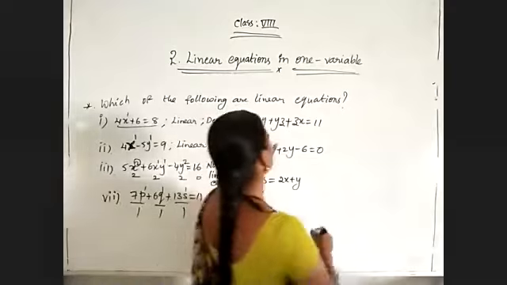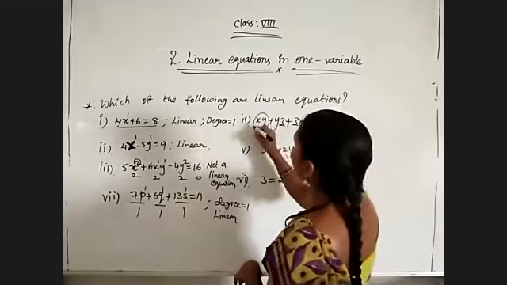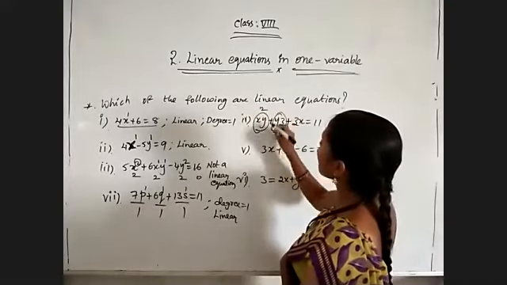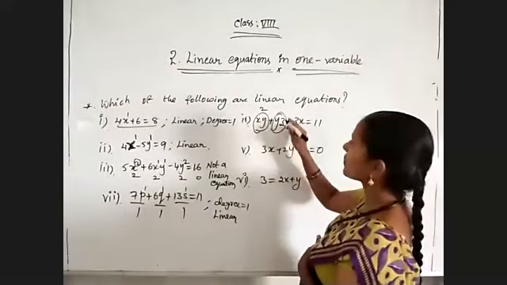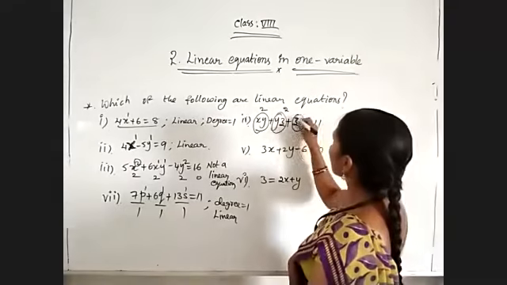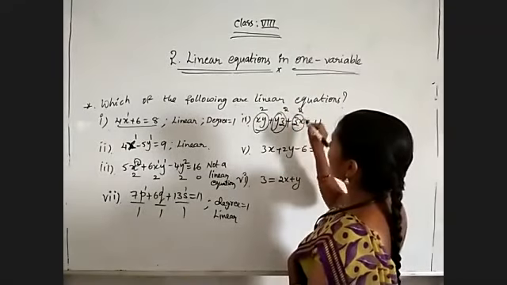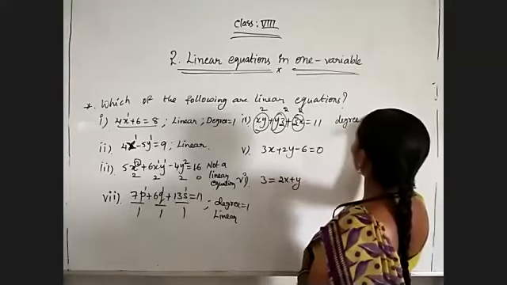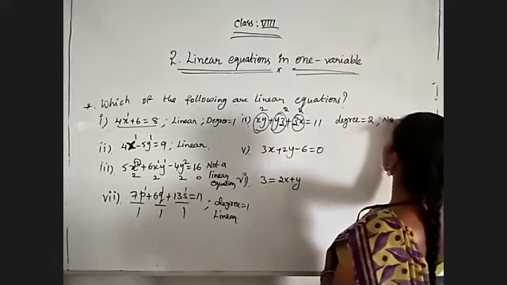Now coming to this one, what is the degree of this term? xy: 1 plus 1, 2. yz: 1 plus 1, again 2. zx: 1 plus 1, 2. So what is the degree of this equation? 2. So it is not a linear equation.